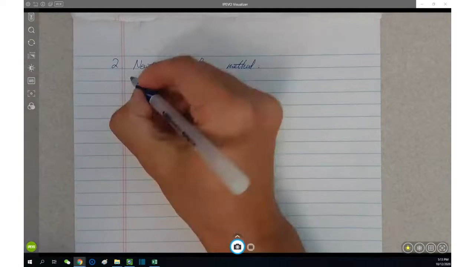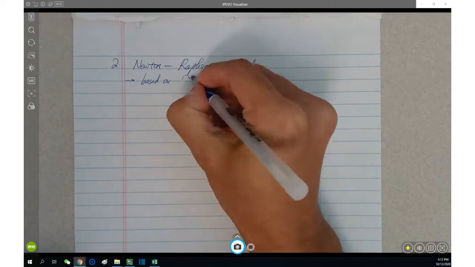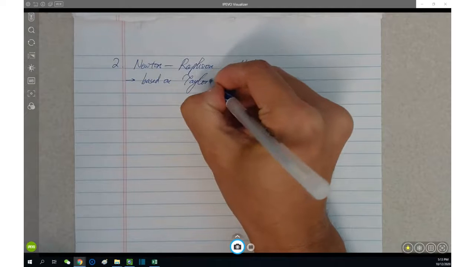This method is based on, a little bit about it, it's based on the Taylor series.